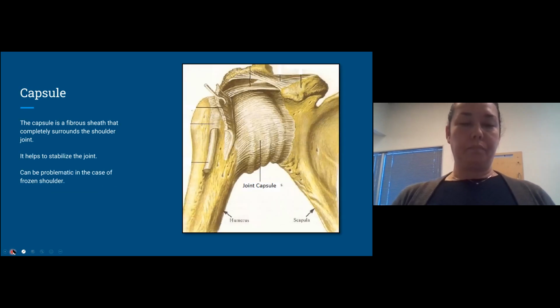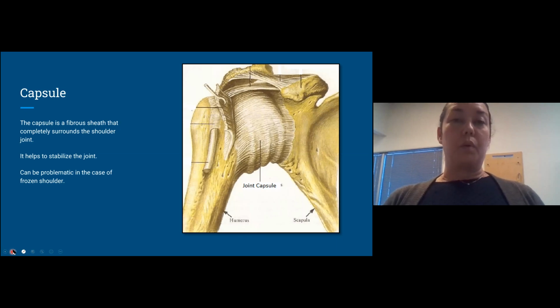The capsule. The capsule is a fibrous sheath that completely surrounds the shoulder joint. Whereas the structure of the joint allows for mobility, the capsule aids in stability. It helps to stabilize the ball within the socket. This structure can be a problem if it should become too stiff, which is the case in frozen shoulder, and we'll also be discussing that in more detail upcoming. All right, so we just went over some possible structures that could be the source of your shoulder pain.